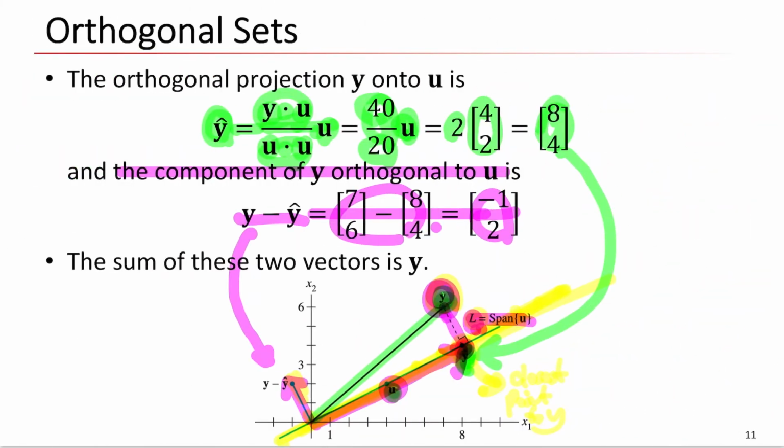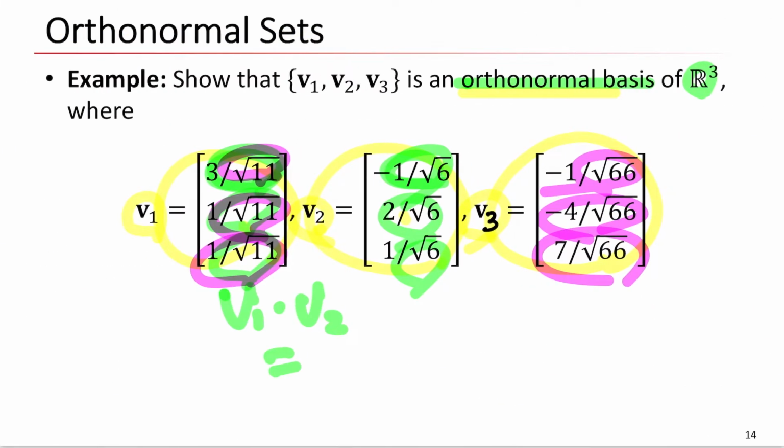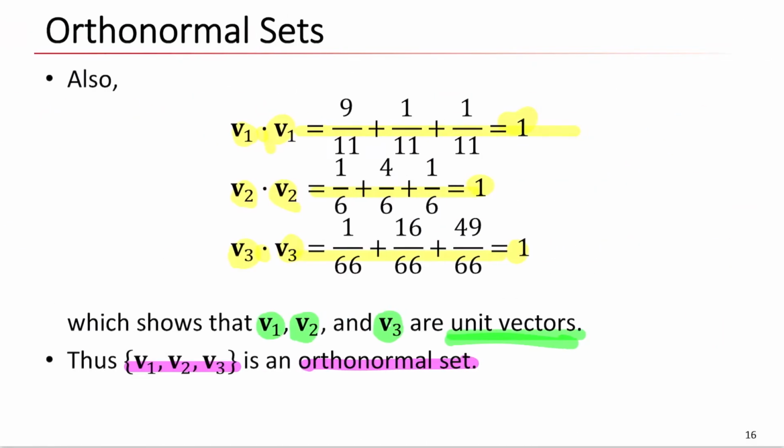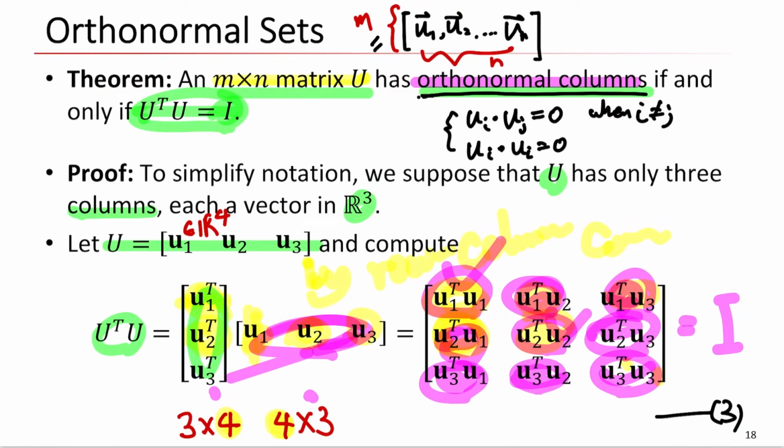So finally, what was the orthonormal set? A set S is called an orthonormal set if the set is an orthogonal set of unit vectors. This is an example of an orthonormal set in R^n space. Right. So this is the orthonormal set.